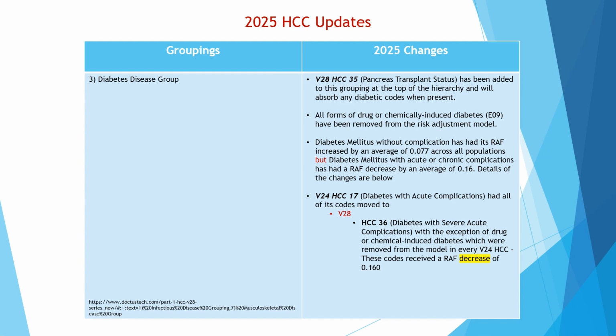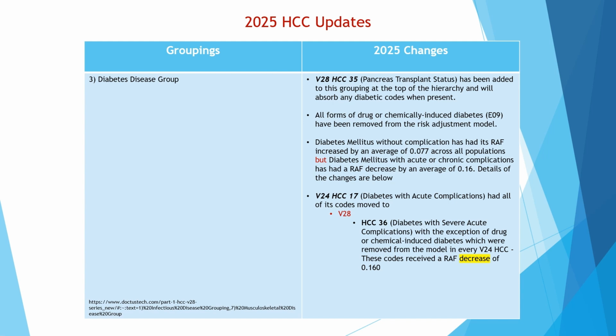3. Diabetes disease group. V28 HCC 35, pancreas transplant status, has been added to this grouping at the top of the hierarchy and will absorb any diabetic codes when present. All forms of drug or chemically induced diabetes, E09, have been removed from the risk adjustment model. Diabetes mellitus without complication has had its RAF increased by an average of 0.077 across all populations, but diabetes mellitus with acute or chronic complications has had a RAF decrease by an average of 0.16. Details of the changes are below.